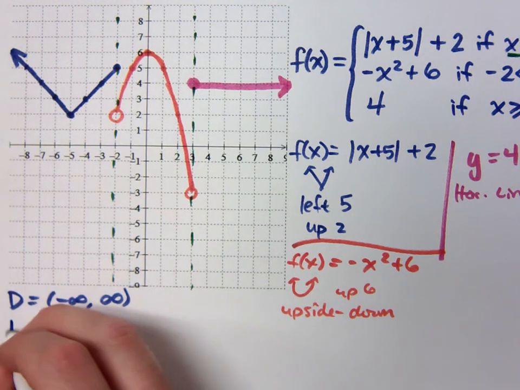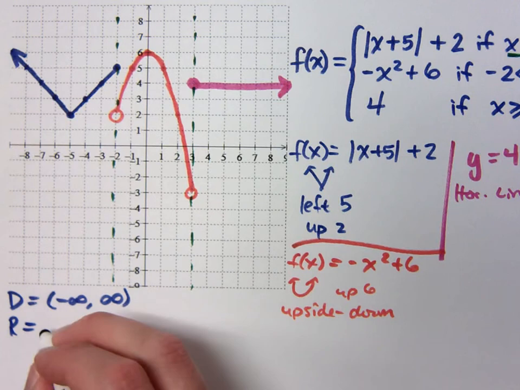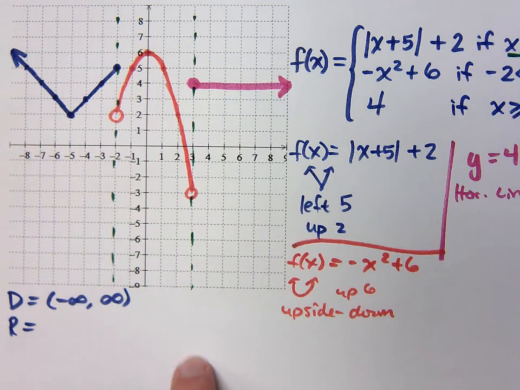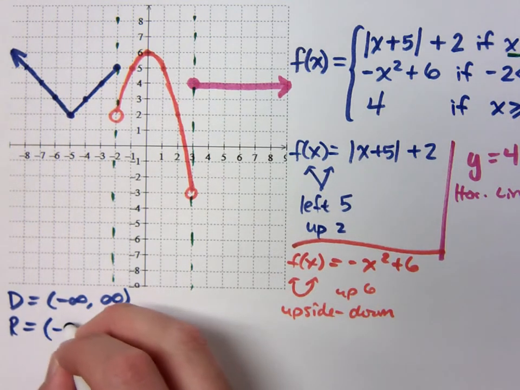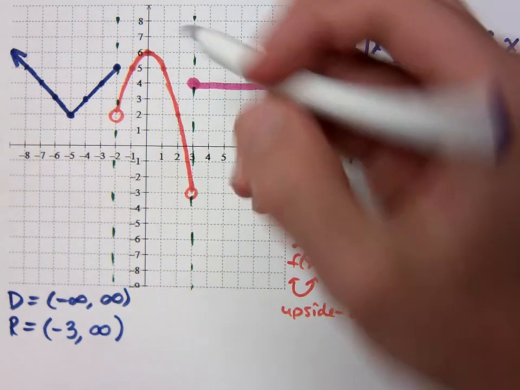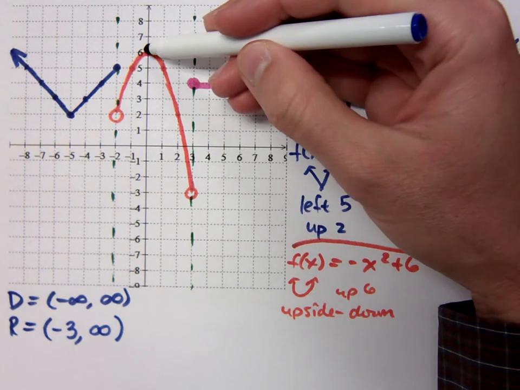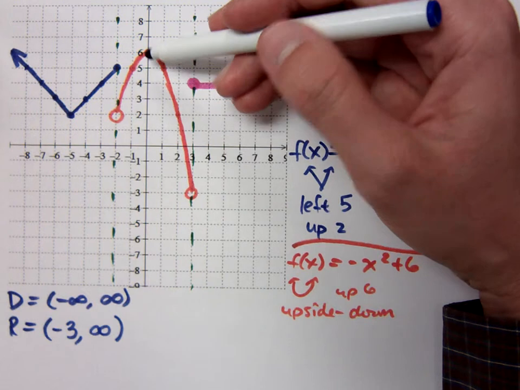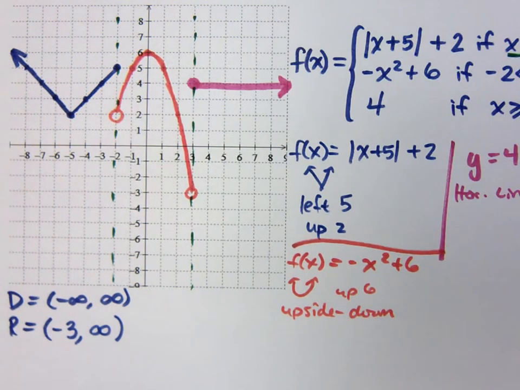What is your range? Negative 3 to infinity. Where's this guy going, all the way down? Negative 3 to infinity. It is from negative 3 to infinity. This guy right here goes from negative 3 up to 6, but this guy would continue going on up forever, so you would get to include everything beyond that.